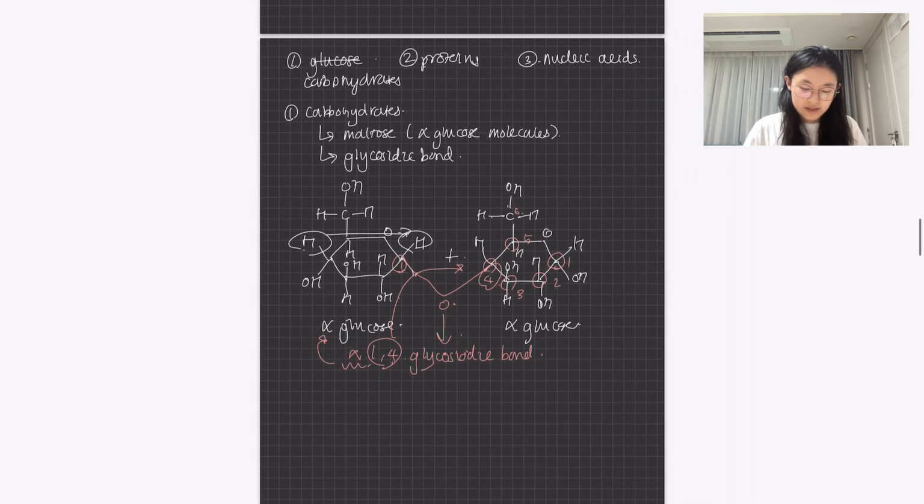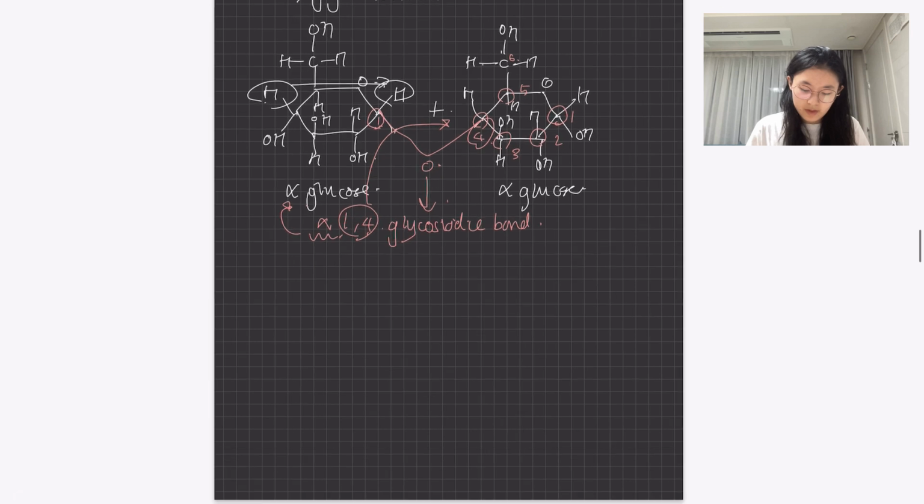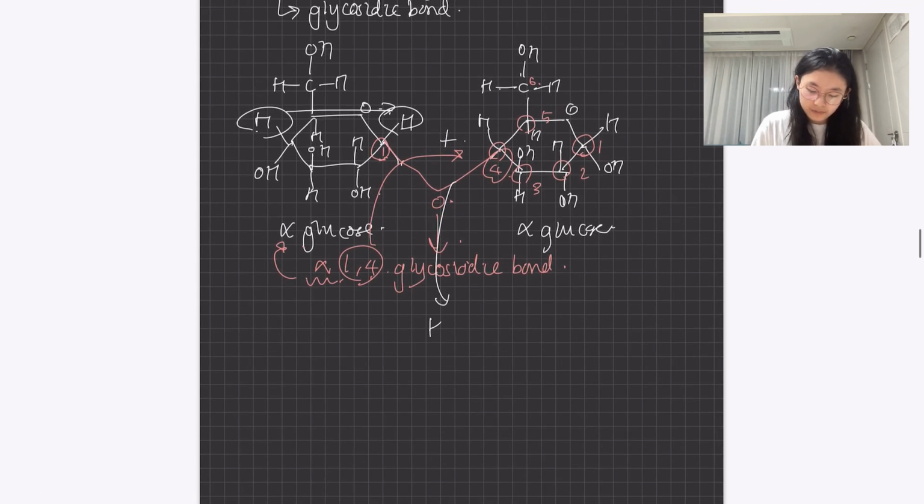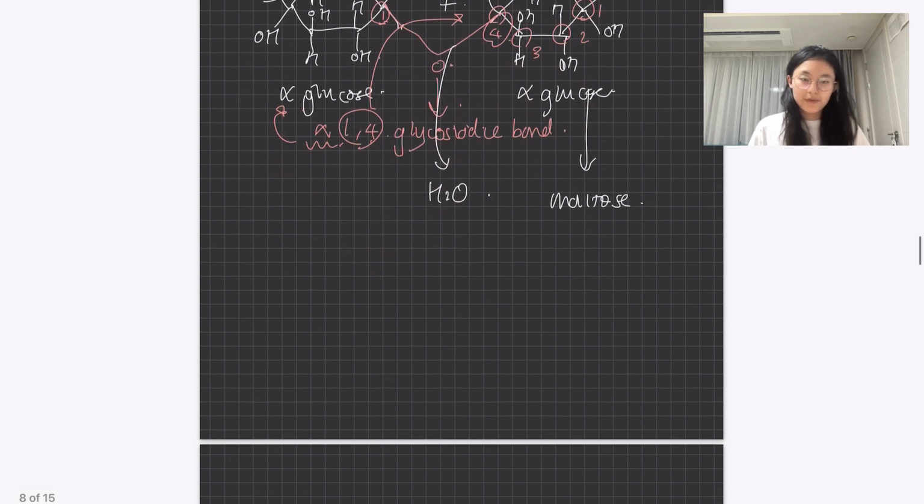So that is the glycosidic bond, which is for carbohydrates. And in this process, we get H2O out, and we're going to have one maltose, which is a disaccharide molecule. So that's it for carbohydrates.